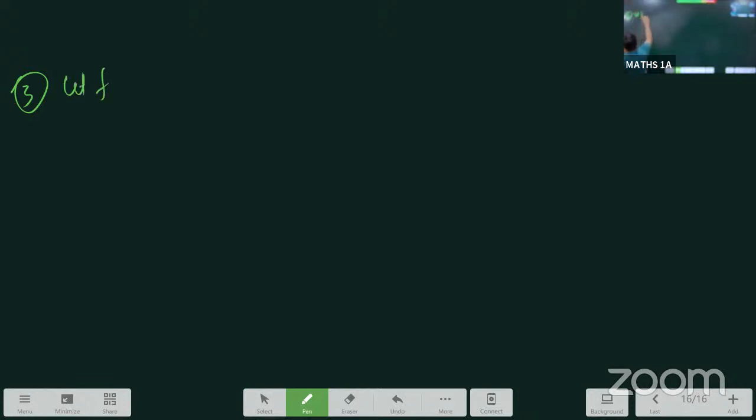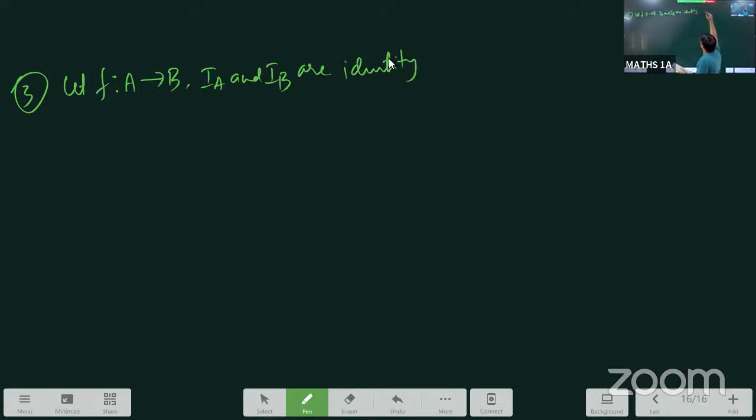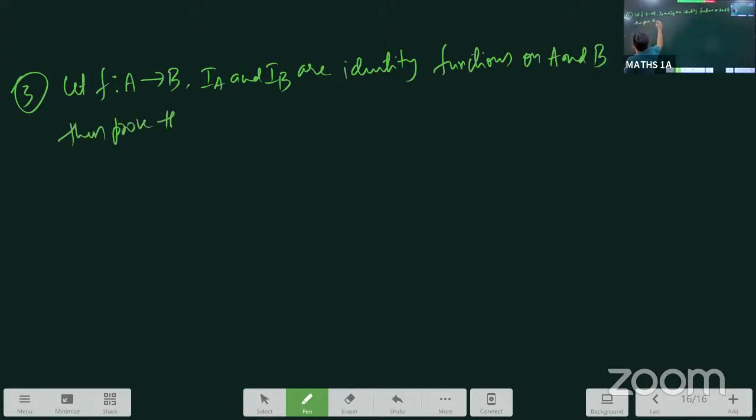Let f be a mapping from A to B. Ia and Ib are identity functions on capital A and capital B. Then prove that f circle Ia is equal to Ib circle f. This we are going to prove, correct? Now, see the proof.